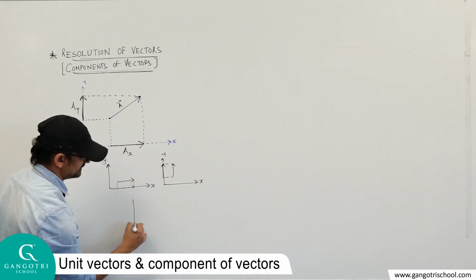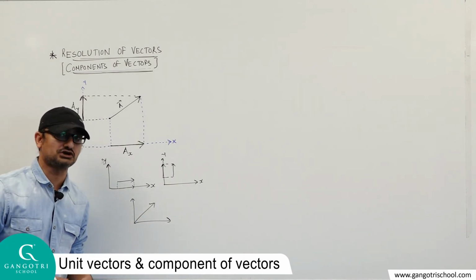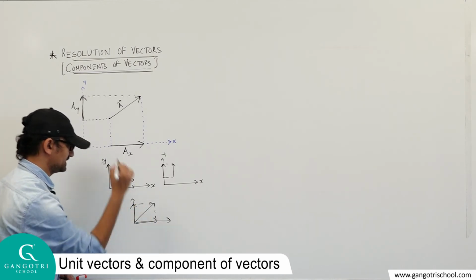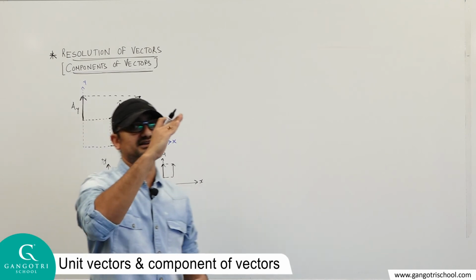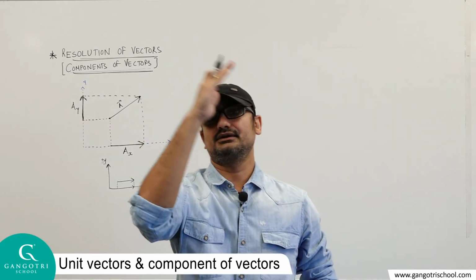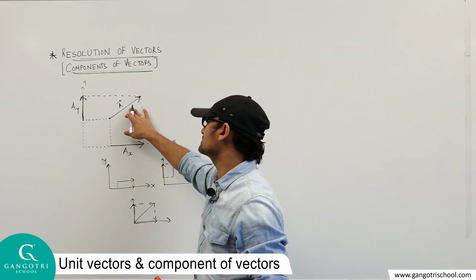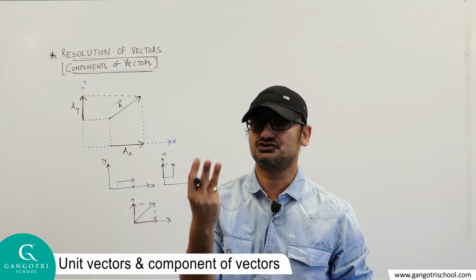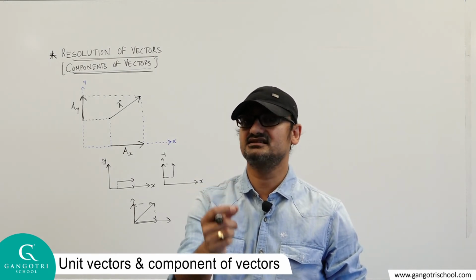But if any vector is somewhere in between, we can think of its two components, the x component and the y component. So in this diagram, vector A has two components. The x component is denoted by AX and the y component is denoted by AY. Right now this vector is in 2 dimensions, in the xy plane, but if the vector is in 3 dimensions, then it has 3 components, AX, AY and AZ. AZ is the z component.